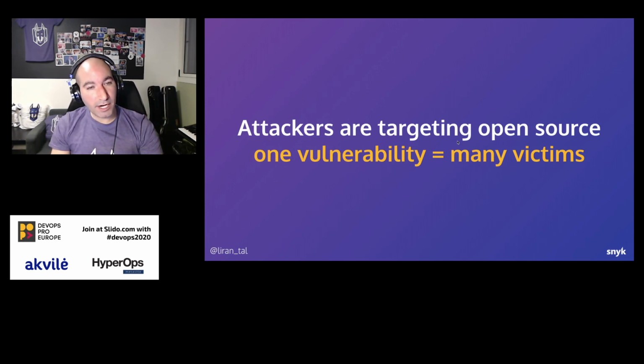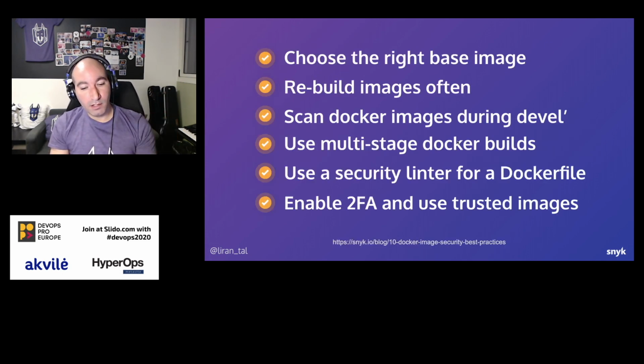And so to end this talk, I wanted to say that attackers are targeting open source because finding one vulnerability means many victims, since many projects use this dependency. So reiterating what we just said: choose the right base image, prefer small base images, rebuild often, scan your Docker images, use multi-stage builds if you need to. Obviously, enable two-factor authentication and use a linter to lint your Dockerfile or Docker Compose.